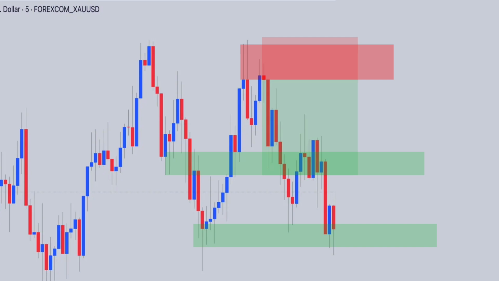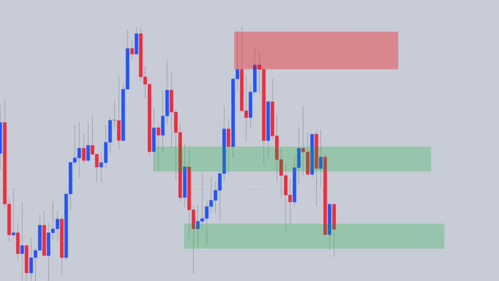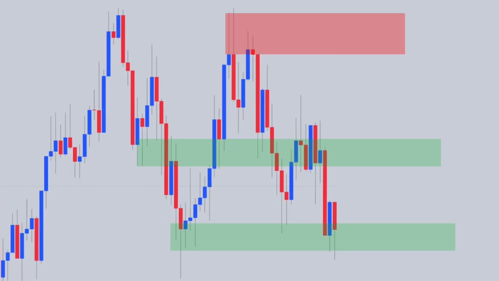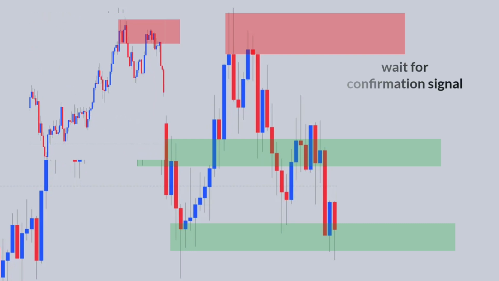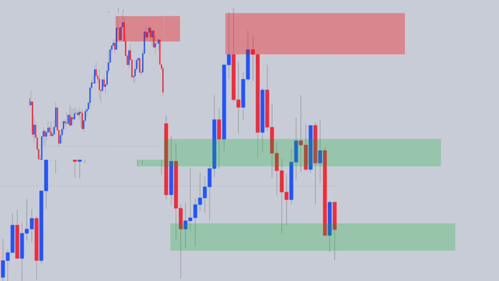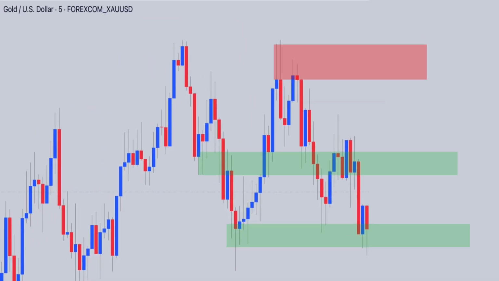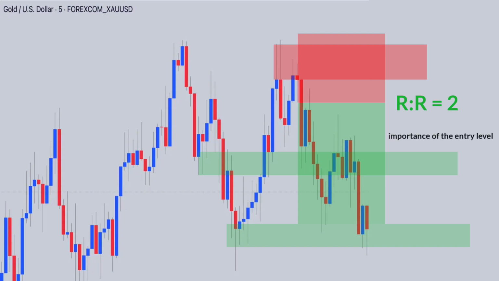Second method. In this method, we wait for the price to reach the supply zone and give us a confirmation signal before entering a trade. For example, we might wait for a candlestick to form and break downward, or for a bearish candlestick to close, confirming downward momentum. In both methods, we set the stop loss and take profit levels the same way. The only difference is whether we enter the trade immediately or wait for a confirmation signal.